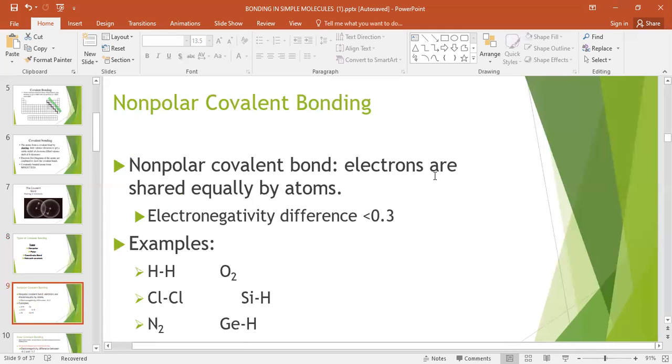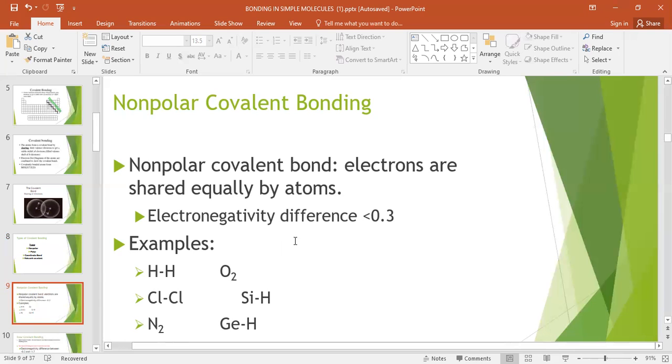Non-polar covalent bond: electrons are shared equally by atoms. Examples: H2, Cl2, N2, O2. These all are same atoms. If same atoms, they share the same electrons, meaning equal electrons. So we call it non-polar covalent bonding.